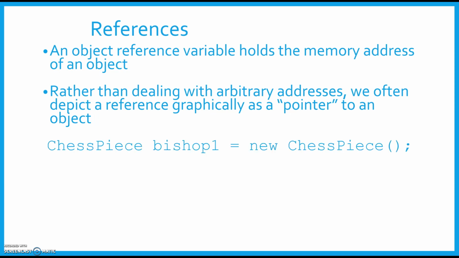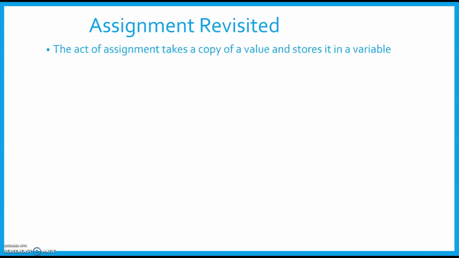And here's an example. We have declared and instantiated a new chess piece object. We're going to call it bishop1. And so bishop1 now points to this white bishop that we see on the screen, which is different than what we do with our primitive data types. With our primitive data types, the assignment takes a copy of a value and stores it in a variable.